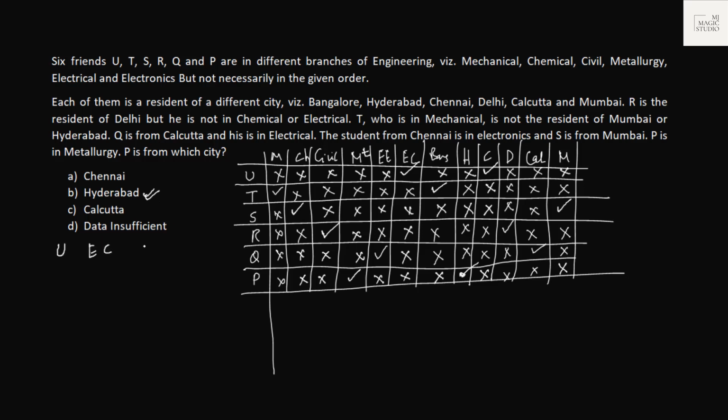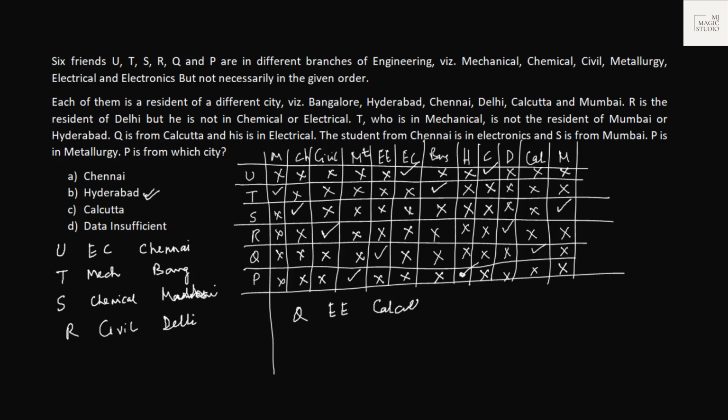U is electronics from Chennai. T is mechanical from Bangalore. S is chemical from Madras. R is from civil, and civil is D for Delhi. M is Mumbai. Then we have Q from electrical and Calcutta, and P is from metallurgy, and P is from Hyderabad. Done. The best way to solve these kinds of grid puzzles is to make a grid, put tick and cross, and ultimately you will find that the solution is in front of you.